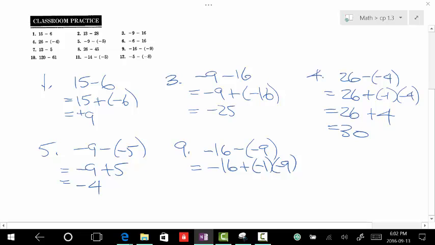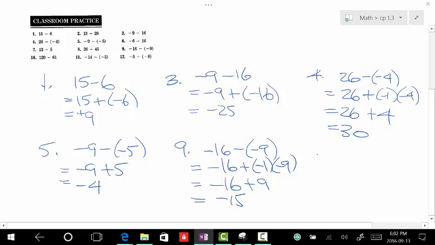Now, when you have two negatives in a situation like this, that means that you are multiplying minus 1 times minus 9, and the two negatives multiply together to make a positive number. So that becomes minus 16 plus 9. That works out to be minus 15.